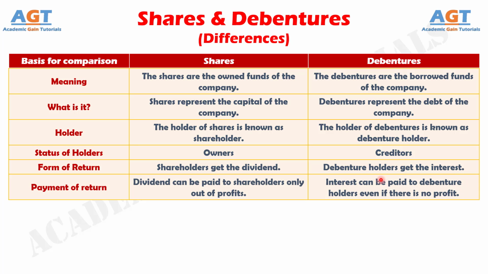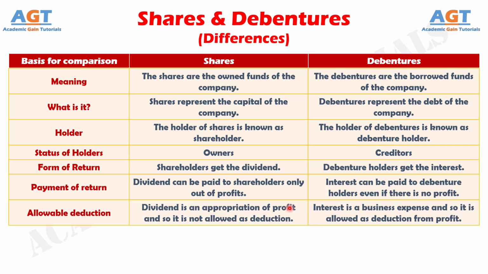Number 6. In case of shares, the payment of dividend can be made only out of current profits of the business and not otherwise, whereas the interest on debentures has to be paid by the company to debenture holders, no matter whether the company has earned profit or not.